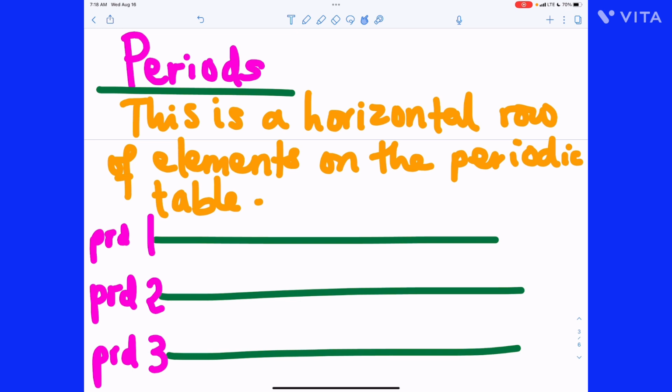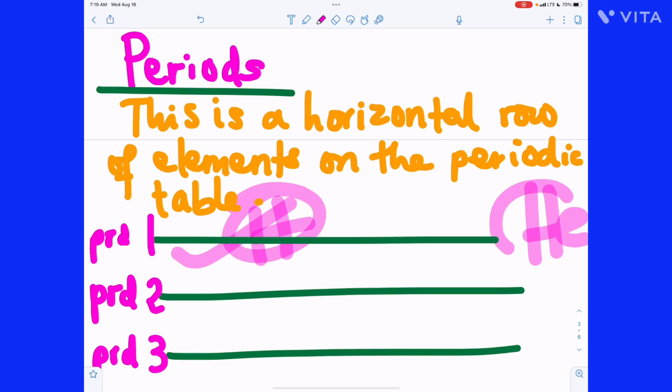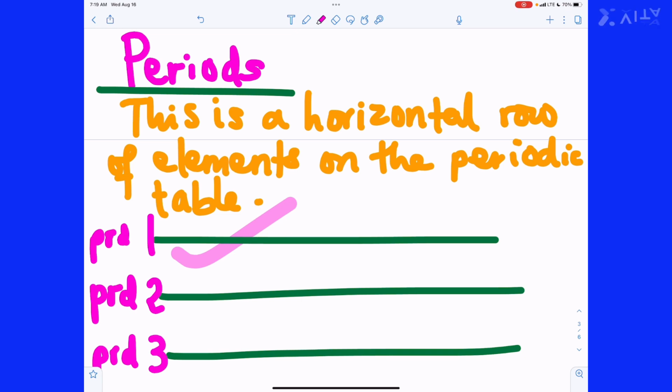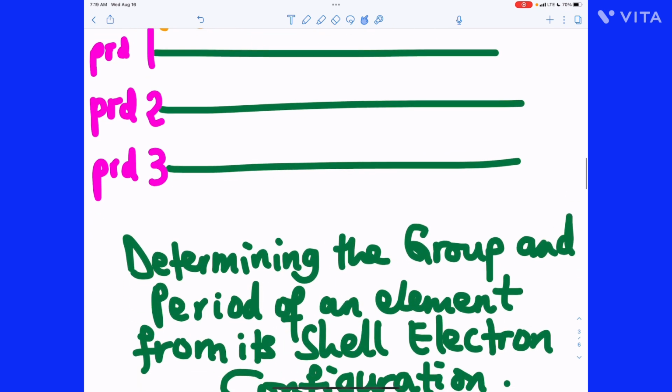So, the first row is period 1, the one that has hydrogen on the far left and helium on the far right. Period 1 only has 2 elements, hydrogen and helium. This one on the far left and this one in the right hand corner. Then period 2, period 3. Each horizontal row is called a period. Period 2 and the rest have more than 2 elements.